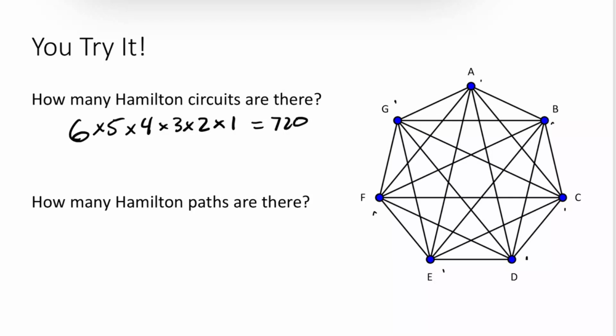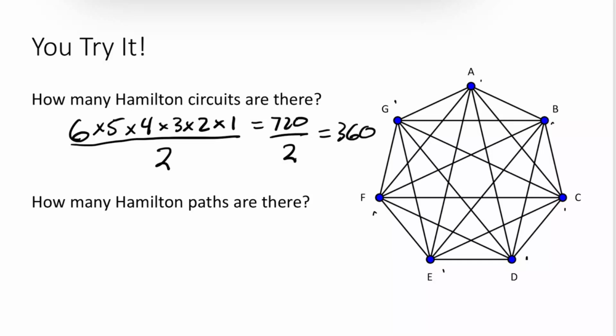But remember that the choice tree double counts the circuits, going one way and then the other. And so I want to divide this entire thing by 2. And 720 divided by 2 is 360. And so there's 360 Hamiltonian circuits in this graph.